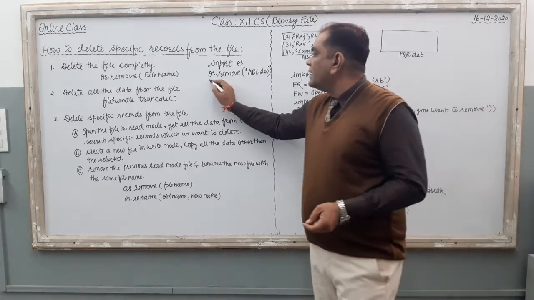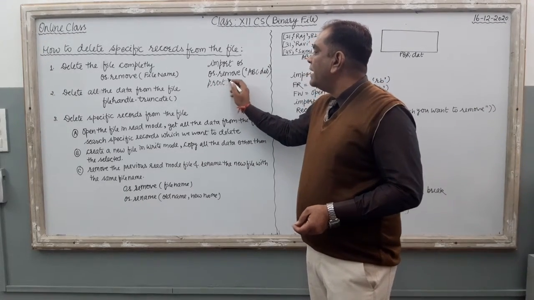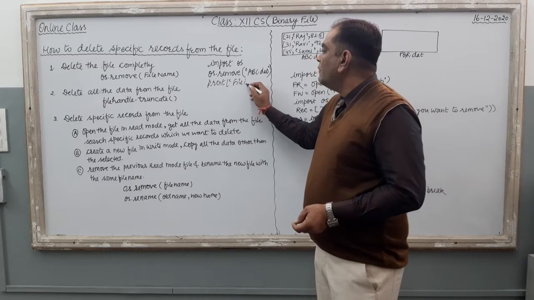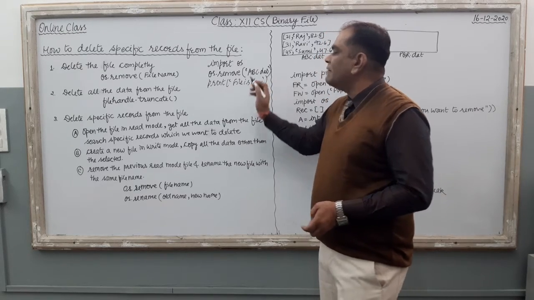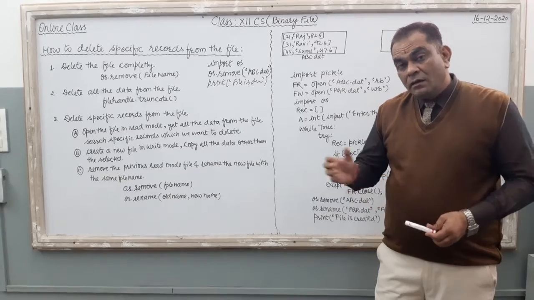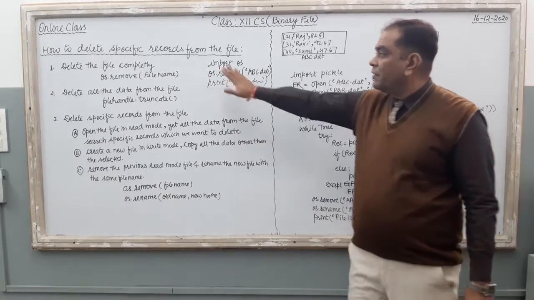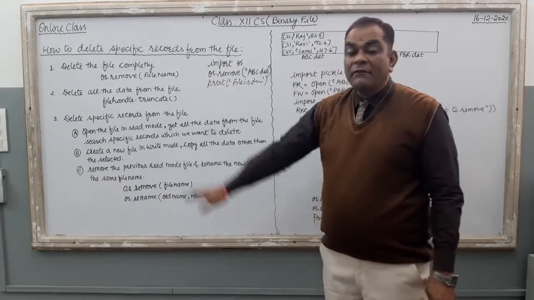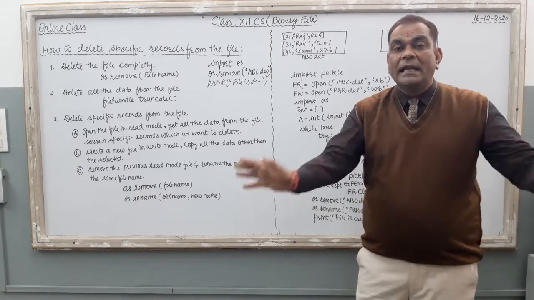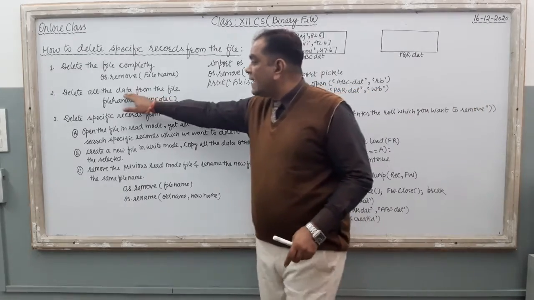And then just after that, write a message: print file is deleted. File is deleted. So this is a very small program for file deletion. The first program is related to deleting the file completely. Now just see the second concept.